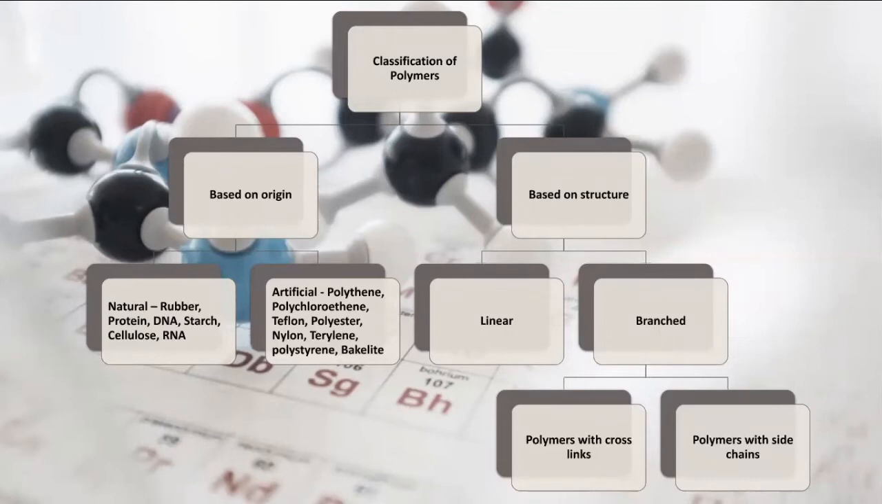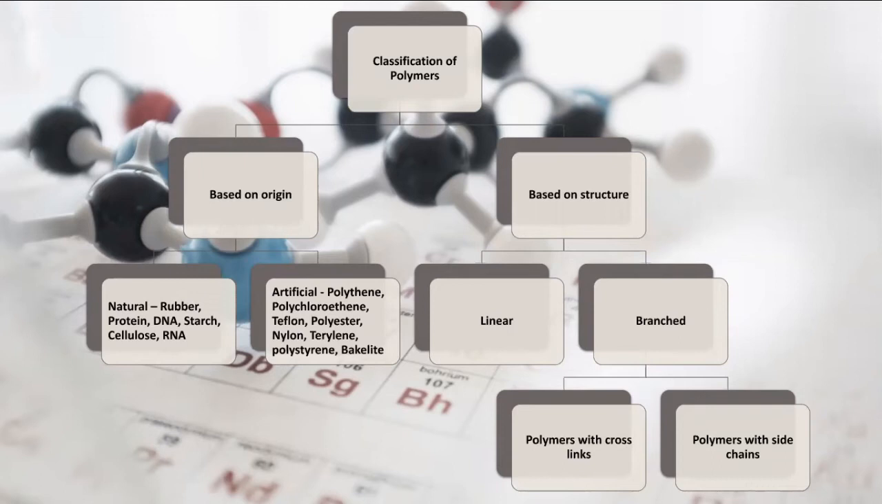Polymers can be classified based on their origin and based on their structure. Based on their structure, polymers can be classified as linear and branched. Branched polymers can be further classified as polymers with crosslinks and polymers with side chains. Polymers can be classified based on their origins as natural polymers and artificial polymers.